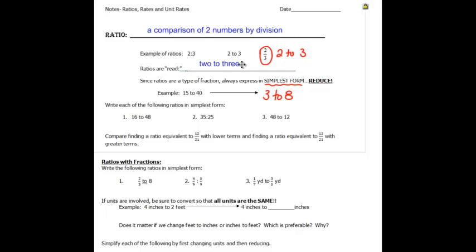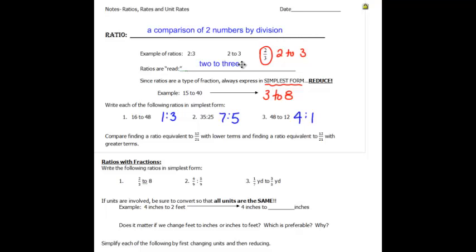If you're back with me, for 16 to 48, I got 1 to 3. 35 to 25 is 7 to 5. 48 to 12 is the same as 4 to 1.